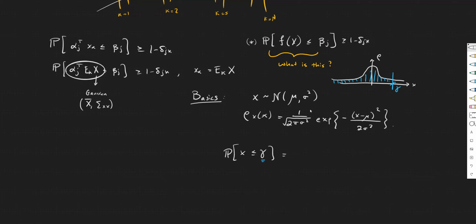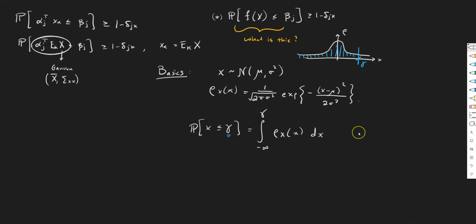If you want to find the probability that a random variable is less than gamma, that's the same as taking the integral from negative infinity to gamma of the probability density function. Right? Very simple stuff. Also, I can write this in terms of the cumulative distribution function F. So this is also equivalent to F of gamma. The cumulative distribution function is literally the probability that the random variable is less than gamma.